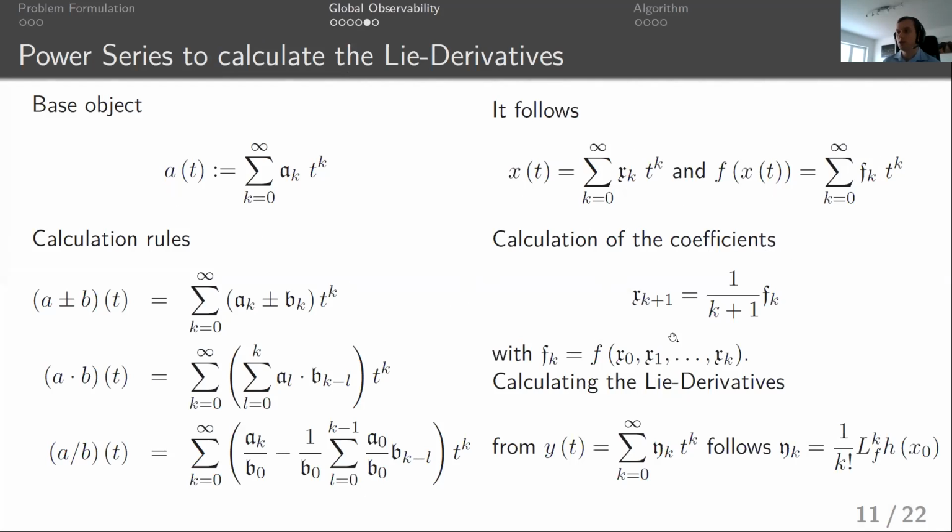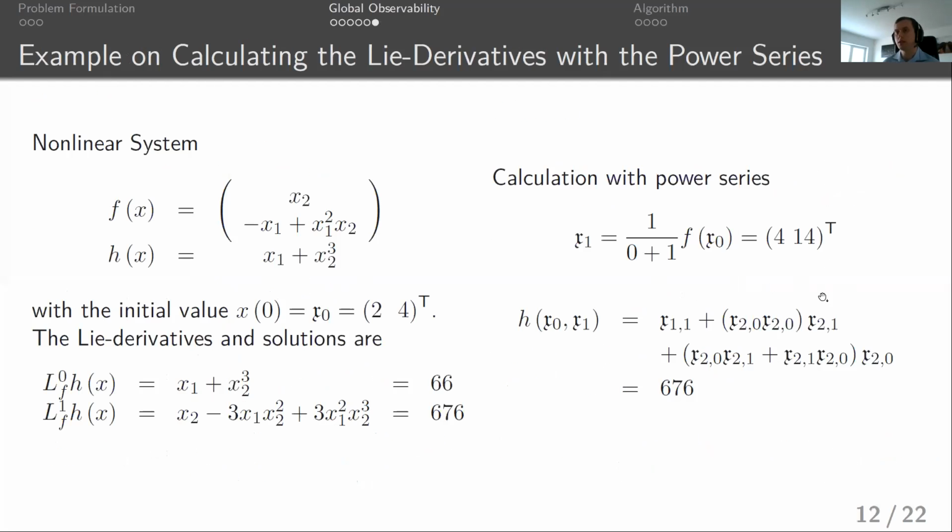Now we can use this formula here to compute every further x_{k+1} that we need by using fk, and fk we get by evaluating the system function with every coefficient that we already have from x0 to xk, according to these rules when we evaluate the system function. If we compute enough of our coefficients, then we can use them to calculate the coefficients hk, and these correspond with the Lie derivatives. If this sounds confusing, I will explain it with a short example.